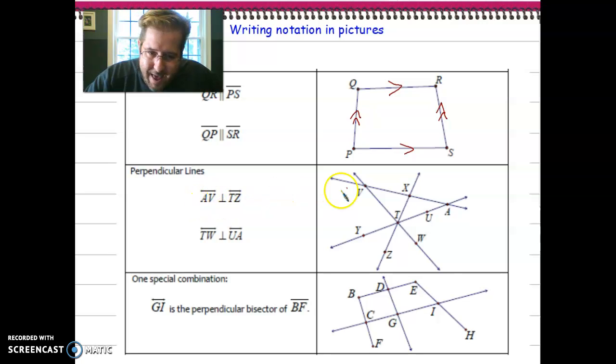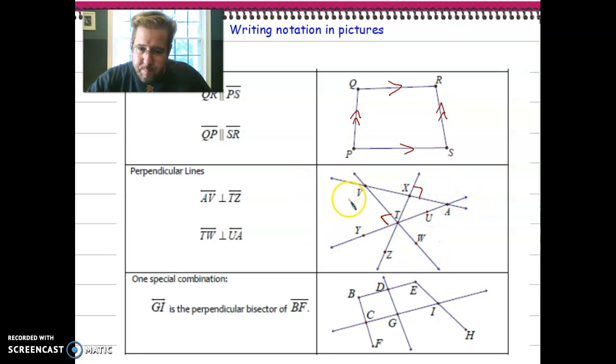We have line AV is perpendicular, meaning it creates a 90-degree angle with TZ. All right, we got all sorts of lines in here. TZ is this one. And AV is this one. Okay, so that proves that this is a 90-degree angle because this line and this line are perpendicular to each other. TW, that's this one. And UA, which is this one. Okay, so I'm going to put a 90-degree mark right here. That's TW, sorry. TW and UA.